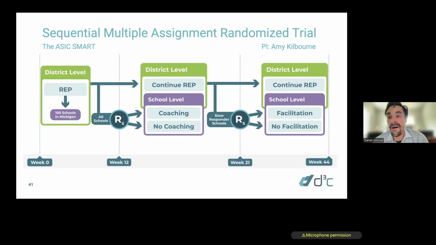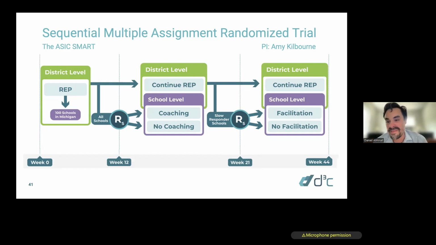And then among the slow responding schools at week 21, only them got randomized to whether or not facilitation. There is a little bit of tailoring going on there in the sense that we only allow facilitation. We discovered in the design of this trial that facilitation is actually only viable if you're a slow responding school. We know that from prior data and from feasibility data that it absolutely does not make sense, and Michigan shall never provide facilitation to schools that are not slow responding. We decided that ahead of time, so we baked that in here.